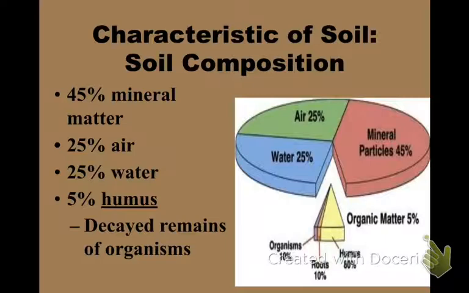And then you have 5% humus. Not hummus, humus. Okay? Humus is your decayed remains of organisms. So humus would be found in which horizon? Think about that. Which horizon that we just talked about is where you would find humus? Well, if humus is decayed remains of organisms, it would be found in that O horizon.